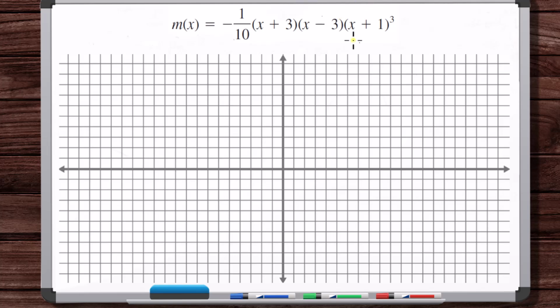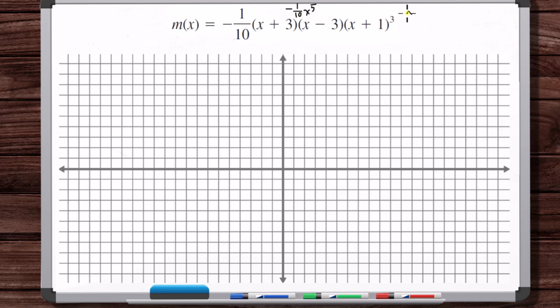Okay, last problem. We've got, it's already factored. We've got 3 x-intercepts, 3 zeros, all with odd multiplicity. But we got 3, minus 3, and minus 1. Looks like this is not going to have any symmetry. Okay, the leading term is going to be x cubed times x. So minus 1/10 x to the 5th is going to be the leading term.